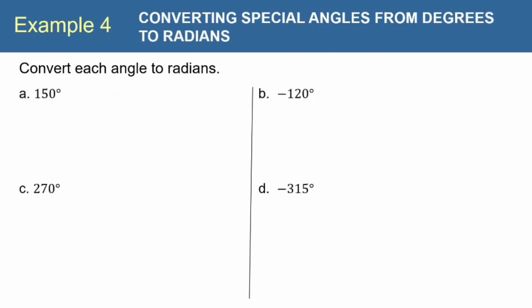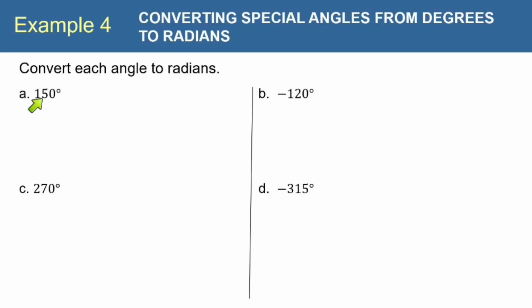Now here's example 4, and in this case we'll convert from angles into radians. And the trick here is going to be to think of each degree angle as a multiple of one of our special angles. So we want to write each angle as either something times 30, something times 45, something times 60, or something times 90.